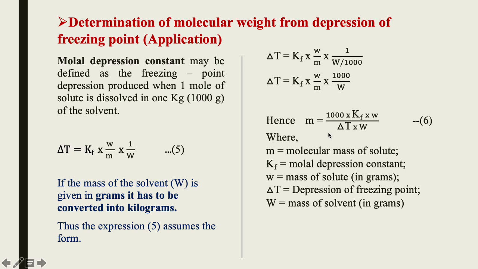In this equation, small m represents the molecular mass of the solute, Kf represents the molal depression constant, small w represents the mass of the solute in grams, delta T represents the depression of freezing point, and capital W represents the mass of the solvent, given in grams. In this way, if you put in the values, you will get the molecular weight of the solute.